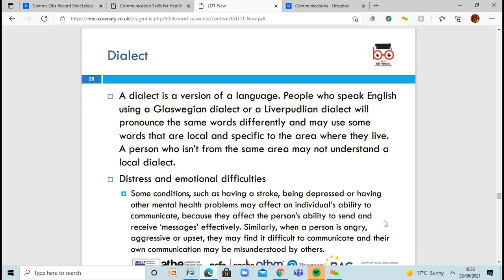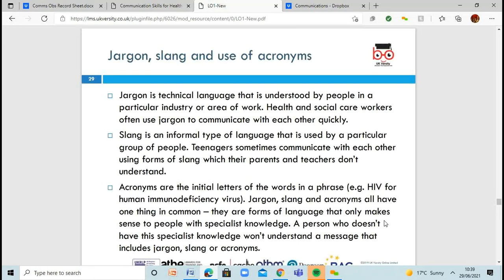Then you've got distress or emotional difficulties, where somebody's just really upset and they might not be in a place where they even want to be listening to someone, or if they've had bad news and so on. So they're not going to be in the same mental state that they might be on a normal day.